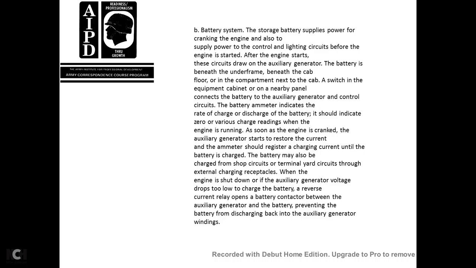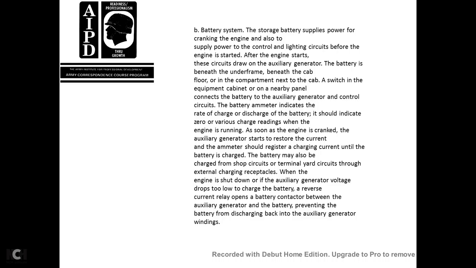The switch is in the electrical cabinet, near the panel connecting the battery to the auxiliary generator controlling the circuits. The battery ammeter indicates the rate of charge or discharge of the battery. It should indicate zero when the engine is not running. As soon as the engine is cranked, the auxiliary generator starts and restores current to the ammeter. This should register charging current until the battery is charged.